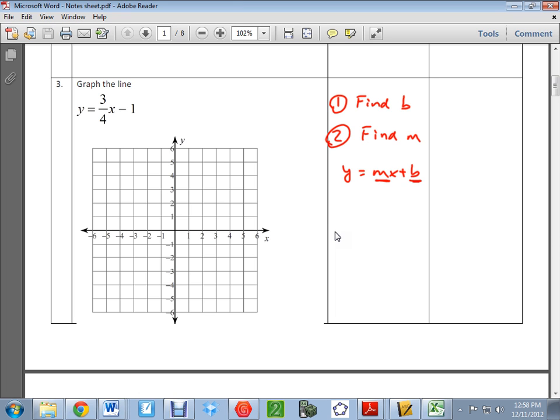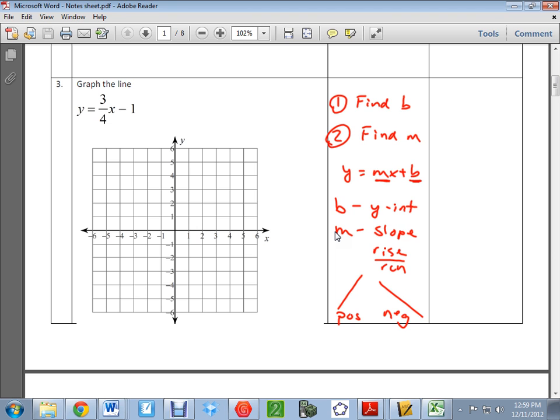What is b in this case? What does b mean? B is your y-intercept, and m is your slope. Slope is written as rise over run. Another important thing about m is what type of slope is this, positive or negative? It has a positive slope, and this is a negative slope.